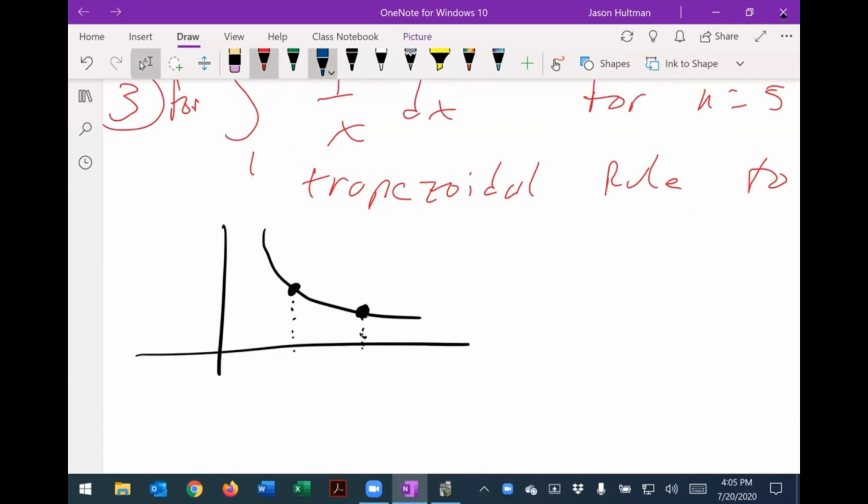Okay, so I want n equals 5, so we've got to have 5 subdivisions here. 1, 2, 3, 4, and 5. Whoops, those aren't spaced evenly. Let's get rid of that. Erase that. Try to space these a little bit nicer. 1, 2, 3, 4. Okay, that's better. So we're going to have this guy, this guy, this guy, and this guy.